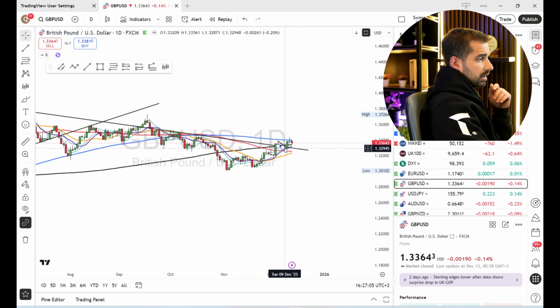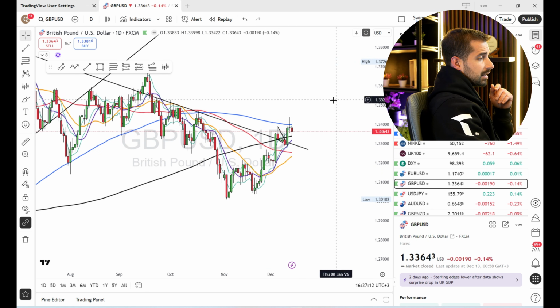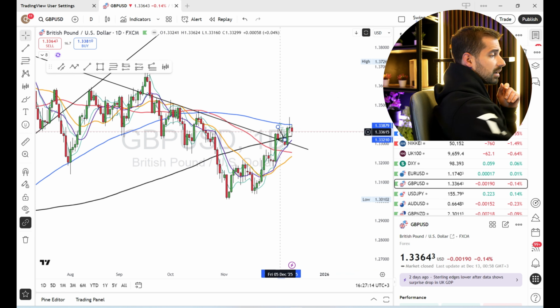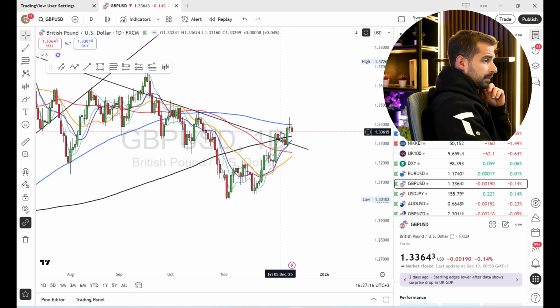We're still okay, but it's facing a challenge now. The GBP is facing a challenge, that is the 126-day moving average, which is the blue line here. It got rejected and closed below, so that's not very positive.